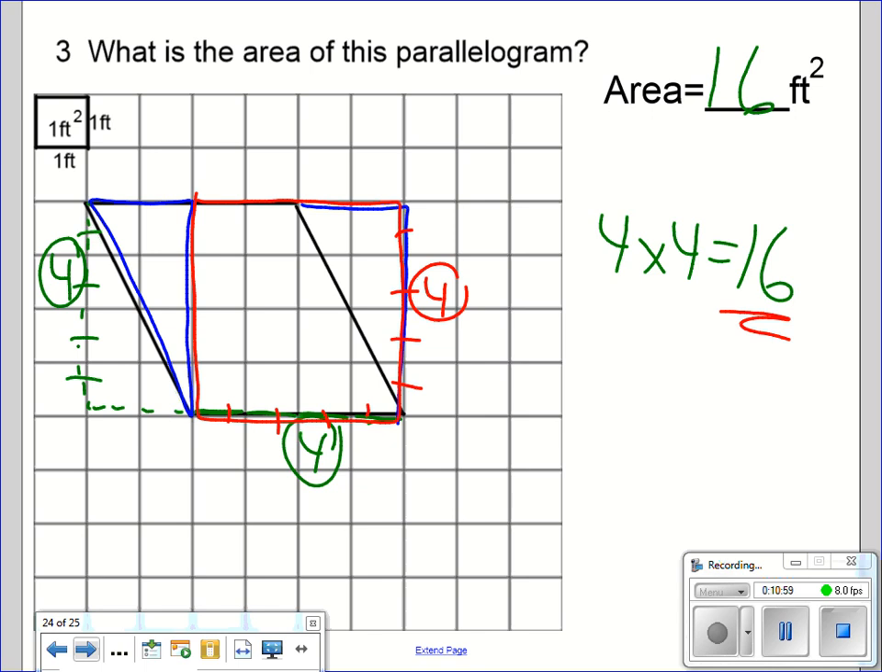Hopefully this helped a little bit. Tomorrow, or the next math lesson I should say, we're going to be doing some more stuff with formulas of a triangle, a rectangle, and a parallelogram. But this is the rectangular method of finding area in a triangle and a parallelogram.